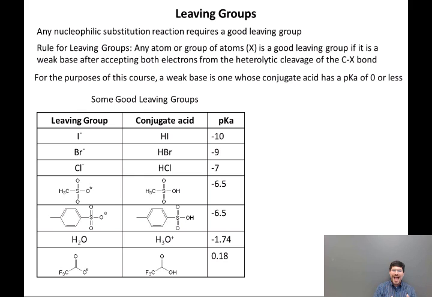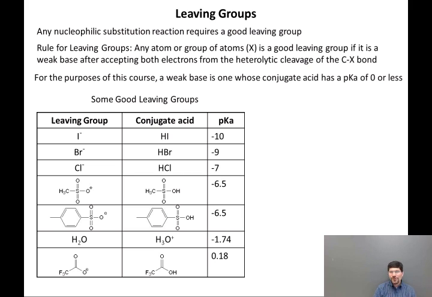So we need to go back and look at our good old friend, the pKa table, and what I've done is extracted certain examples from a pKa table. So for the purposes of this course, a weak base is one whose conjugate acid has a pKa of approximately 0 or less. You might see that I have 0.18 at the bottom of this list, but 0.18, if we round it to the nearest whole number, is 0.